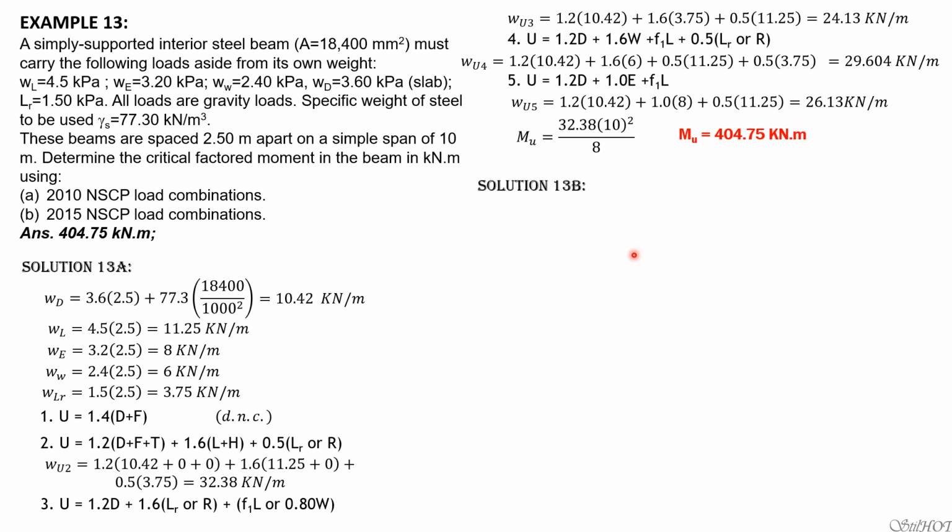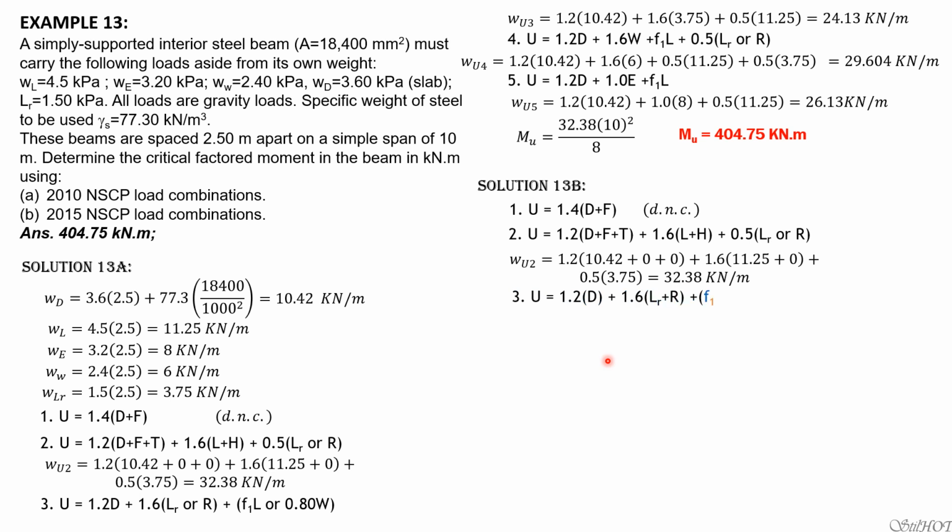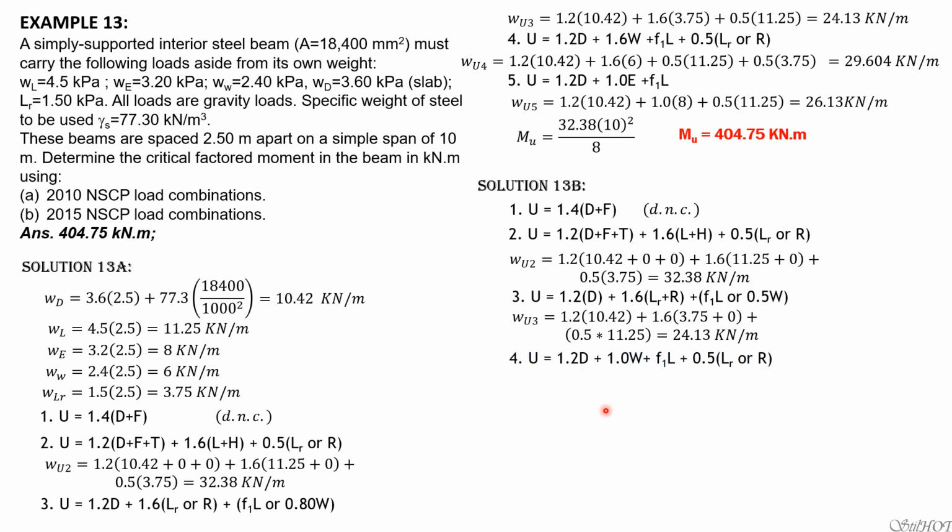Now let's proceed to 2015 NSCP. So again, load combination 1 will not control, it's the same. Load combination 2 is the same, so therefore we'll get the same result, which is 32.38. Load combination 3 is almost the same, except this one is 0.5, but this still controls. So I think W3 for 2015 NSCP is the same as 2010, which is equal to 24.13 kilonewton per meter.